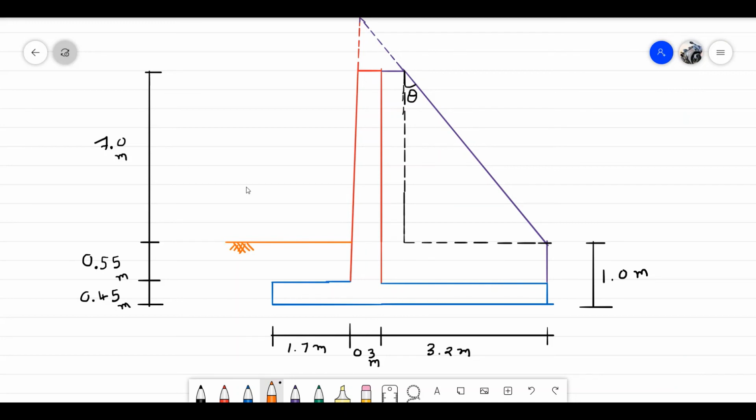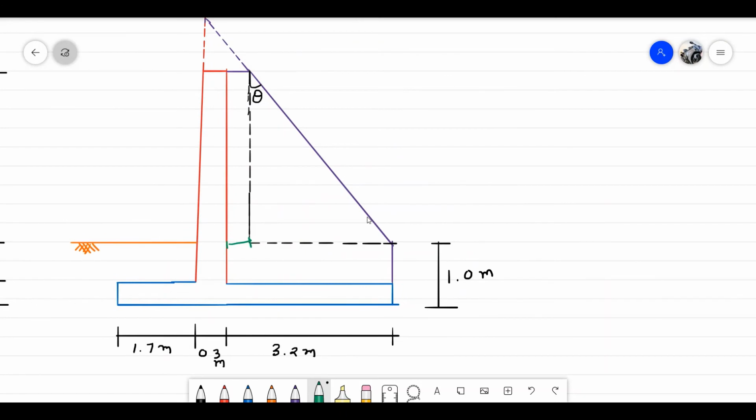One triangle here. Triangle height is 7 meter. Width is 3.2 minus 0.2. So let's calculate the theta. Okay, I just move this here.